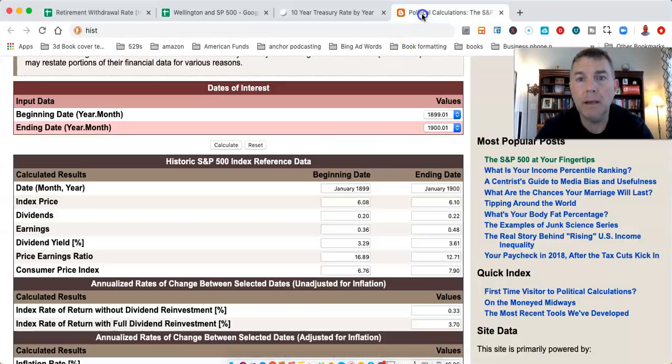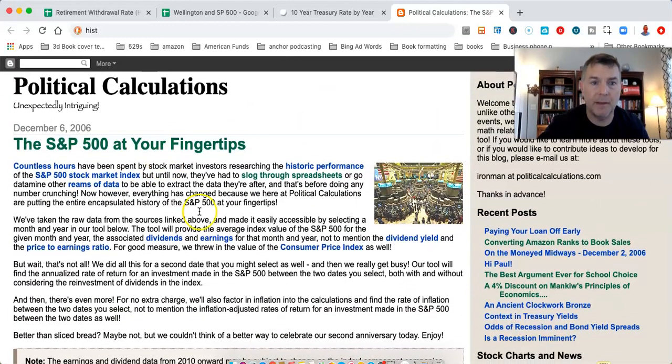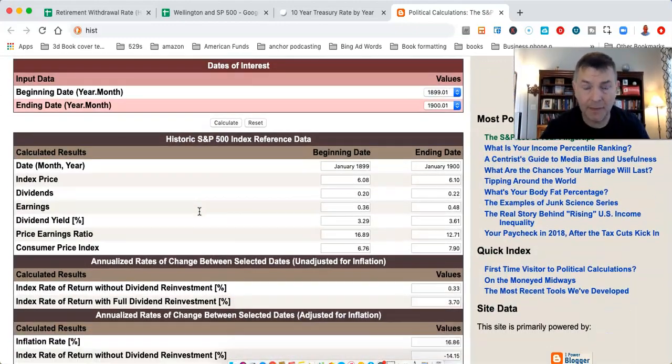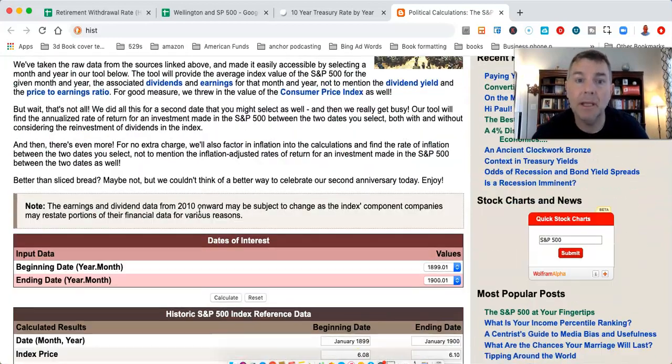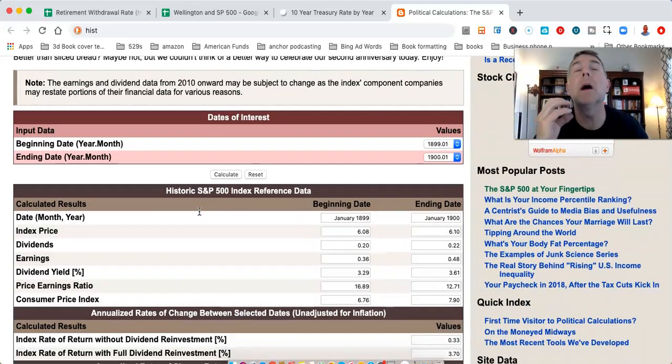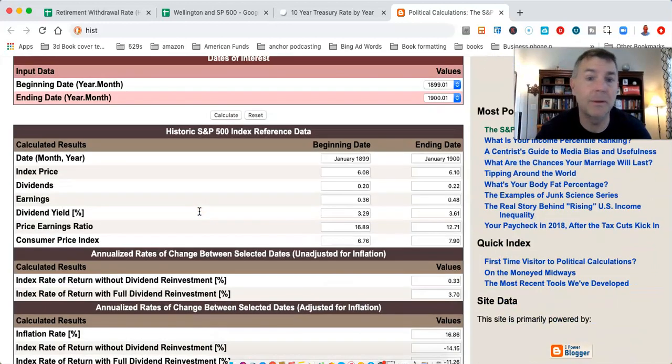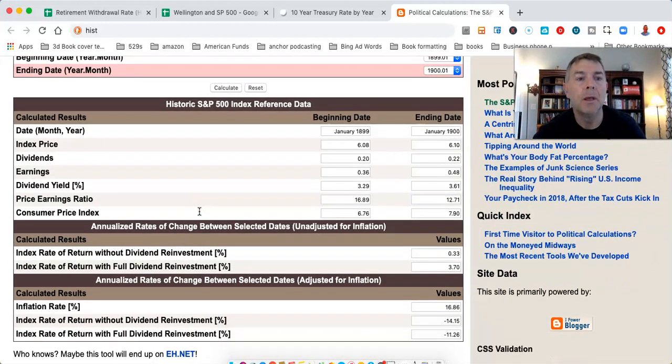Then we're going to Political Calculations, which extrapolates the Robert Shiller data and puts the S&P 500 at your fingertips, which is fantastic. The problem with the Shiller data is that it's month by month by month. And trust me, I've been sitting here since 7 in the morning, and it's now 1:52. It takes a lot of time to get this done. But once you get it done in your spreadsheet, it's golden, because you don't ever have to do it again. You just have to update it, which is what Shiller did.